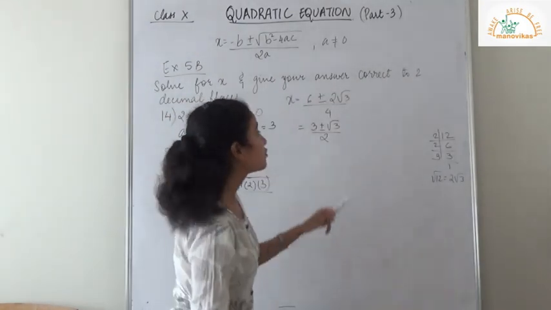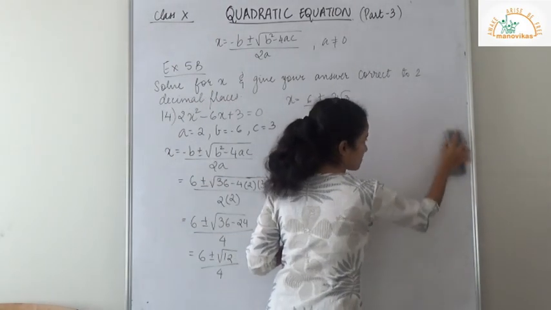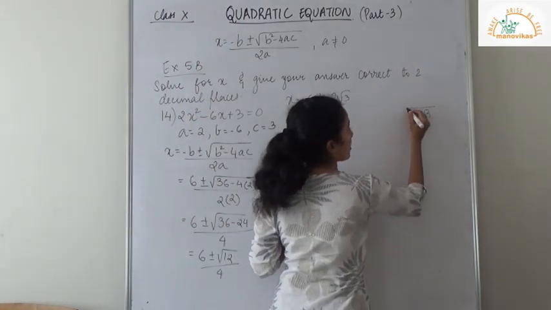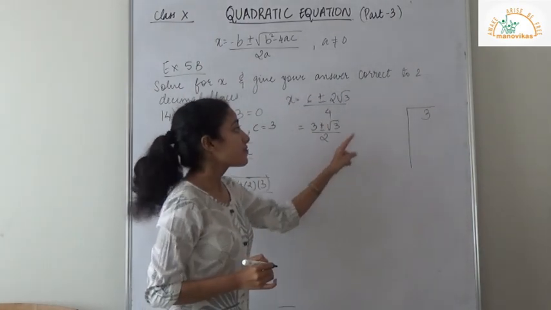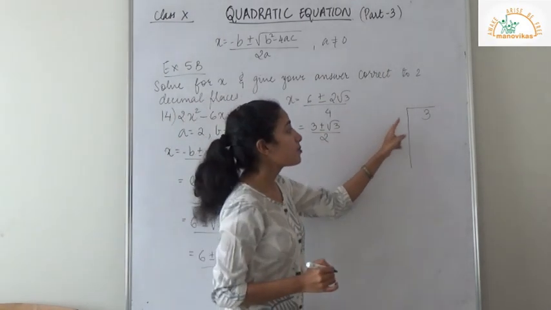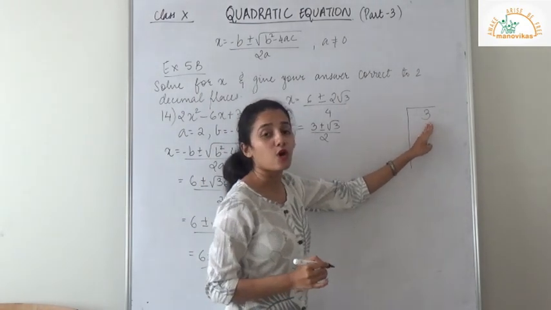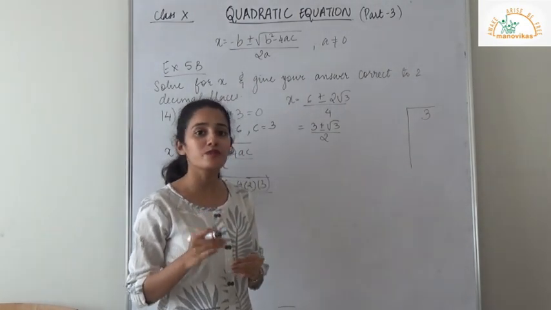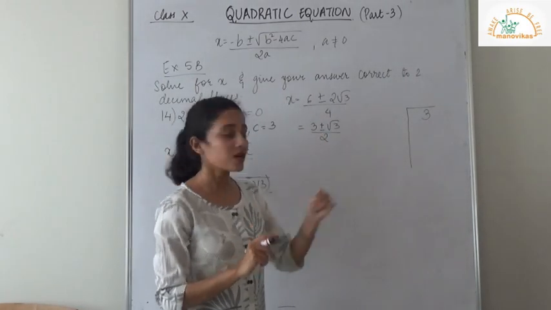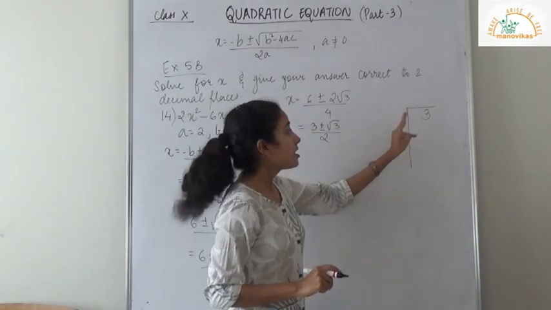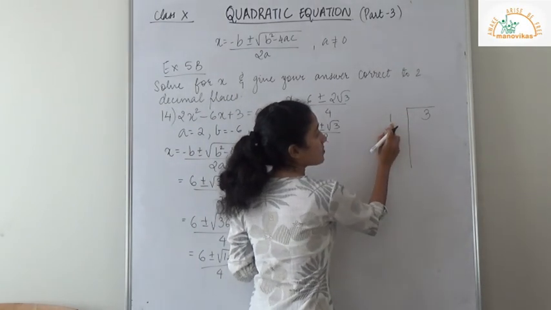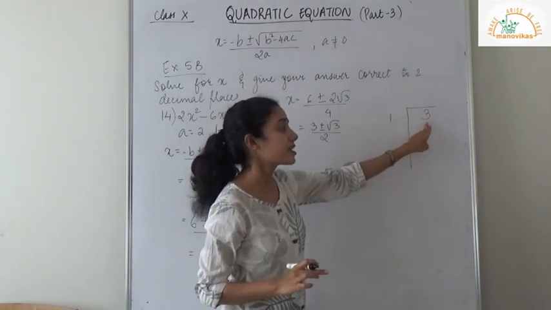Now root 3 cannot be reduced any further, so for this case we use the long division method. How do we do long division? We take 3 and we draw these lines in this way. When we are doing long division, we take numbers which are perfect squares. We check for a number matching this number or a number lower than it, but all of them should be perfect squares. Now for 3, 2 will not work because 2 into 2 is 4, so the only thing available is 1.